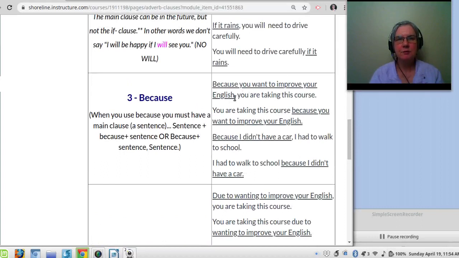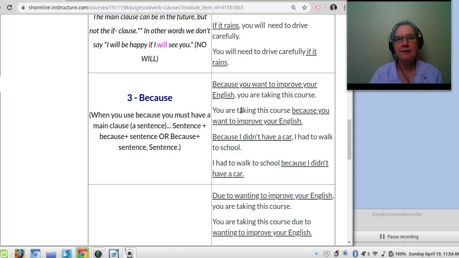Because you want to improve your English, you are taking this course. So what we have to do is have a sentence and a sentence. You are taking this course because you want to improve your English. Because I didn't have a car, I had to walk to school. I had to walk to school because I didn't have a car.